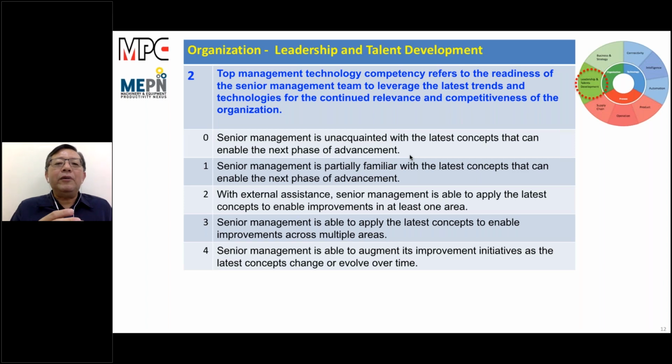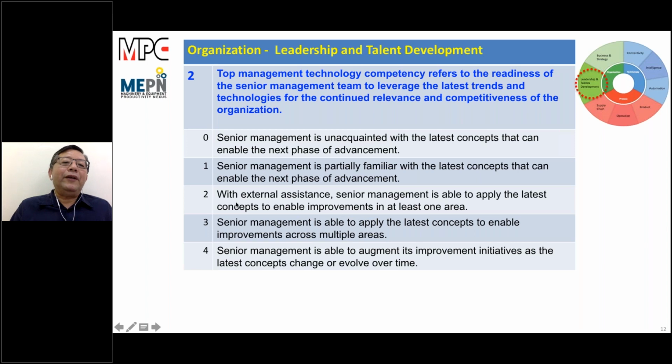Number one here, you put there, senior management is particularly familiar with the latest concept that can enable the next phase of the advancement. They know only, okay, but they know the concept. They can accept the concept, but they don't fully implement.